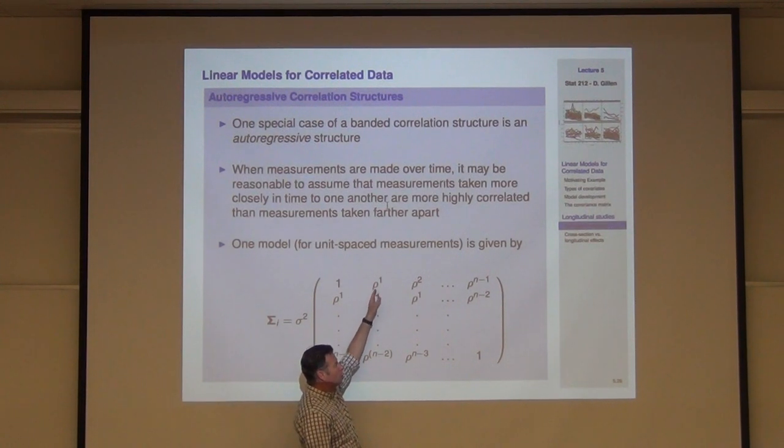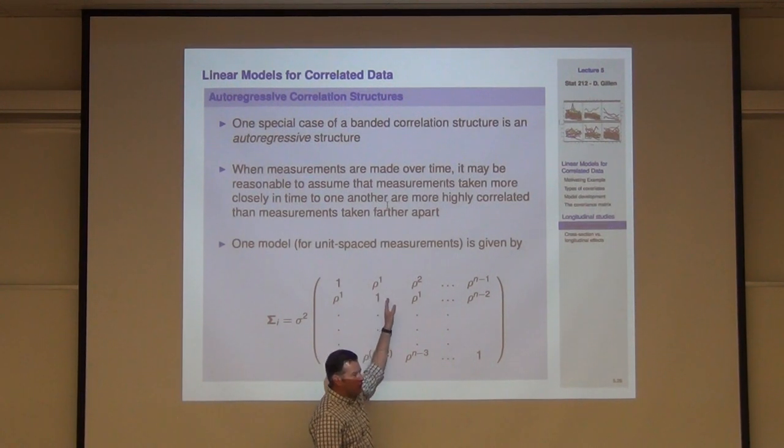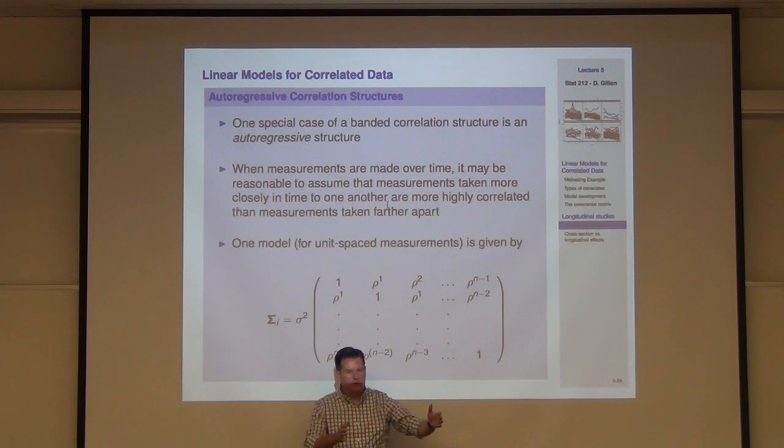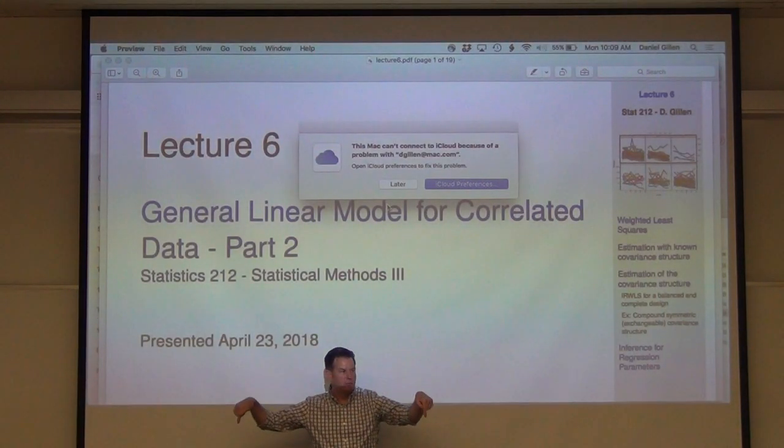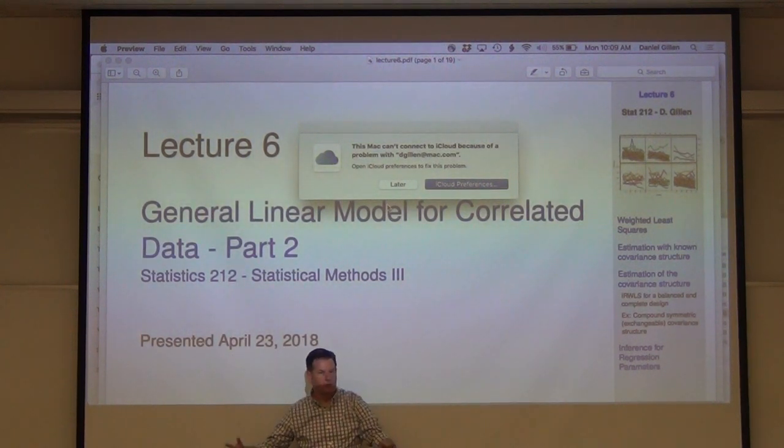Right? And so if it's less than 1, what this is implying is that as the distance between measurements starts getting larger and larger, the correlation between those two measurements is kind of going down. Right? Mostly reasonable for us. Okay.